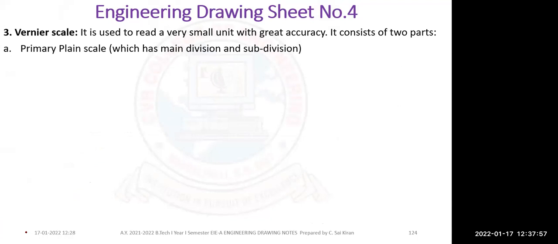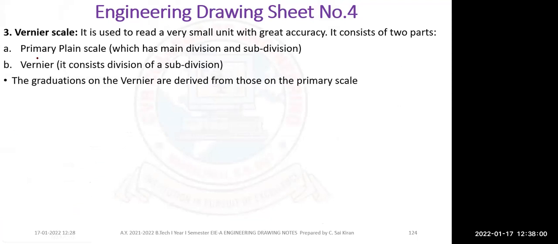So the Vernier scale has two scales. One is the primary scale and the other is the Vernier scale. So you have to construct a plain scale, and on the plain scale, you have to create a Vernier scale. The Vernier scale is derived from the primary scale only. Suppose the primary scale is in metric units, so the Vernier scale will be in metric units. Suppose the primary scale is in imperial units, feet and inches, then you have to create the Vernier scale with respect to the primary scale. Okay.